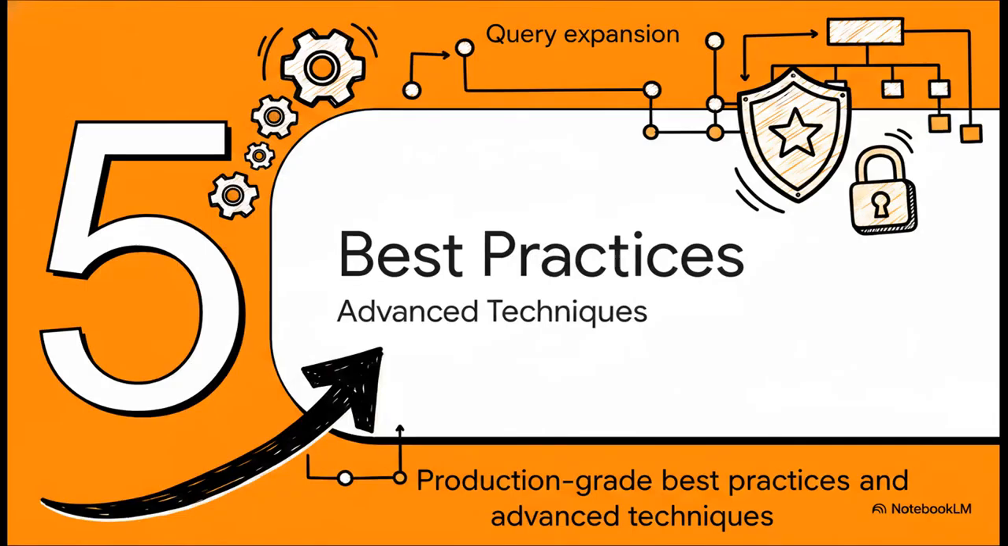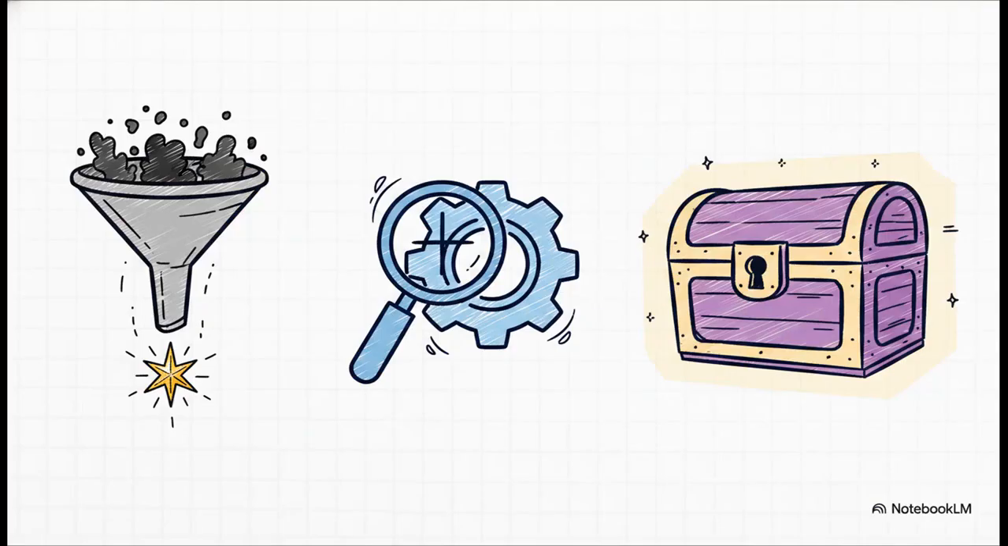Finally, Section 5, Best Practices and Advanced Techniques. Let's dive into how to avoid those pitfalls with some production-grade strategies. To build a truly robust system, you must always pair your expansion with a re-ranker to protect your precision. Also, combine your vector search with traditional keyword search to catch those exact matches. And please, aggressively cache your expanded queries. You never want to pay that LLM latency tax twice for the exact same search.